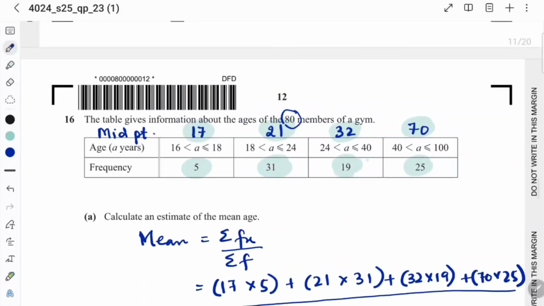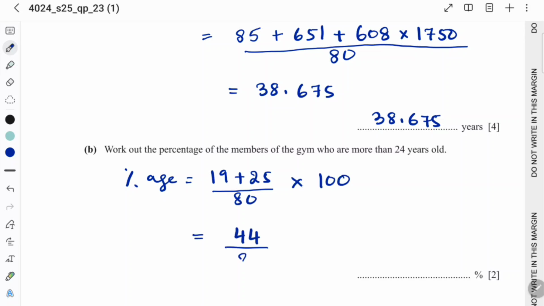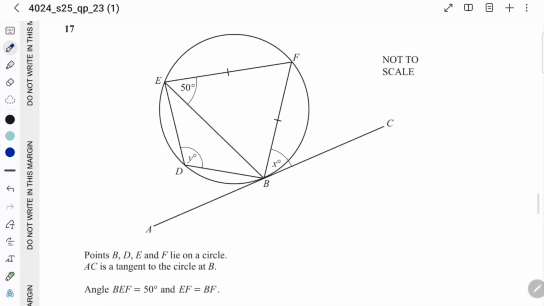Okay, now go to work out the percentage of the members of the gym who are more than 24 years old. So this is 24 years old, more than that are 19 and 25. So what do you do? You just add 19 and 25. The percentage is equals to 19 plus 25 divided by 80, and then you are finding out the percentage, multiply by 100. So 44 over 80 multiply by 100. Calculate the answer, that is equals to 55%. 55%.